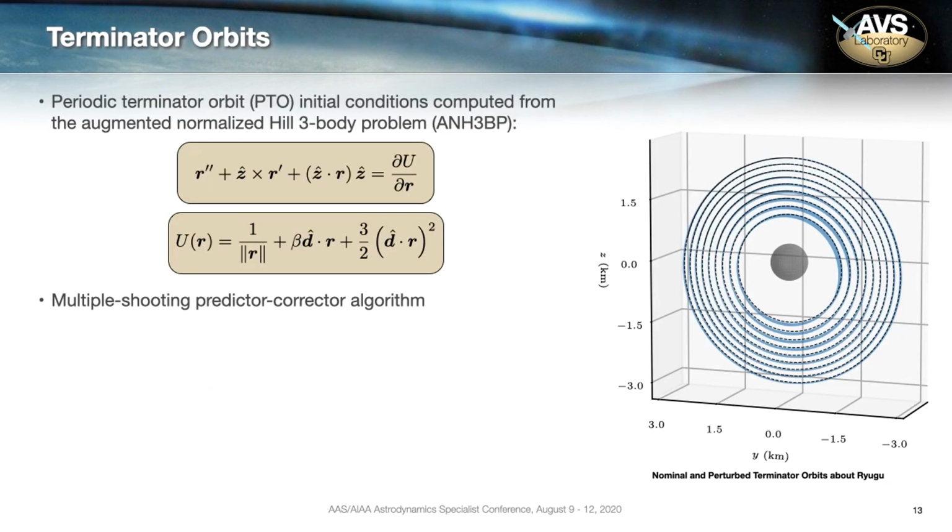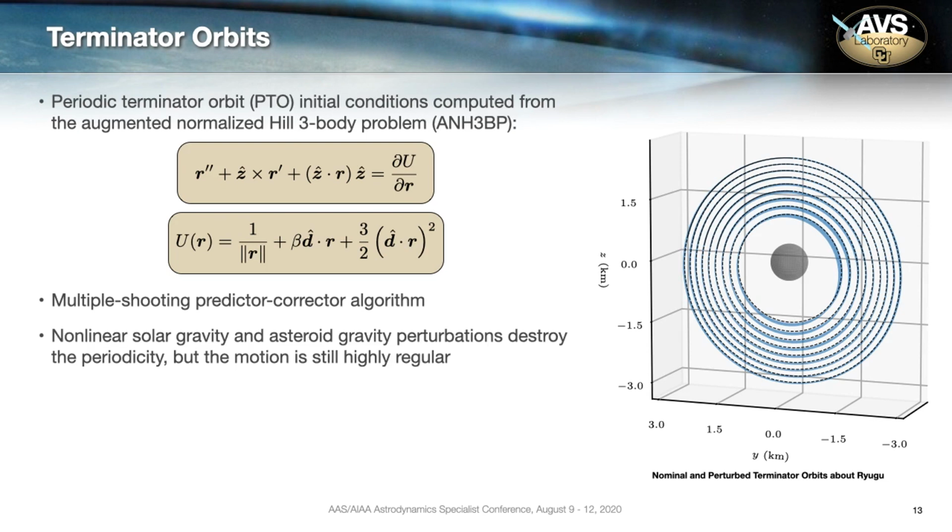To find the Terminator orbits, we solve for periodic orbits in the augmented normalized Hill three-body problem given by these equations here. Note that this beta term is the only parameter of interest in these equations, representing the relative strength of SRP. To solve for the periodic orbits, we use a multiple shooting predictor-corrector algorithm, and the redimensionalized periodic orbit initial conditions yield these dotted black orbits in the figure on the right, which are a family of periodic Terminator orbits.